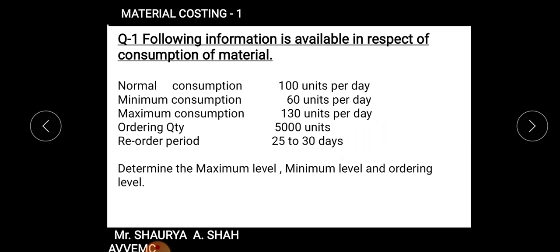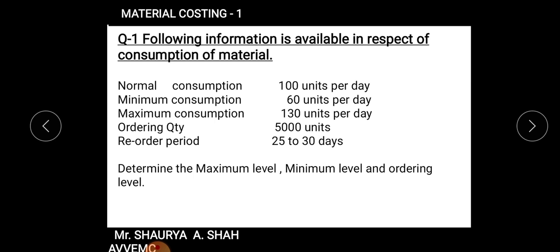So I suppose you have been given 5 details which are enough for solving all the questions which are asked in the sum. I hope everyone must be clear with that part. Normal consumption is given, maximum, minimum is given, ordering quantity is given, and reordering period. In reordering period, 25 to 30. So 25 suggests your minimum delivery time and 30 suggests your maximum delivery time.